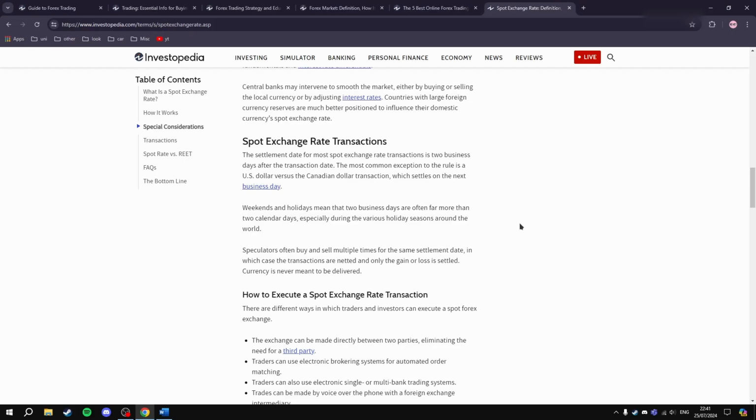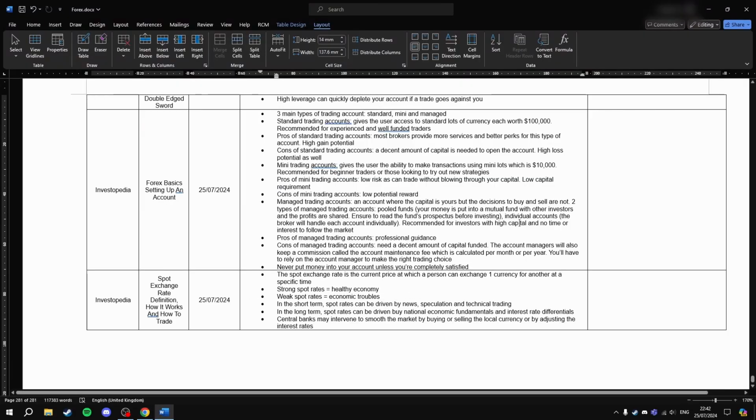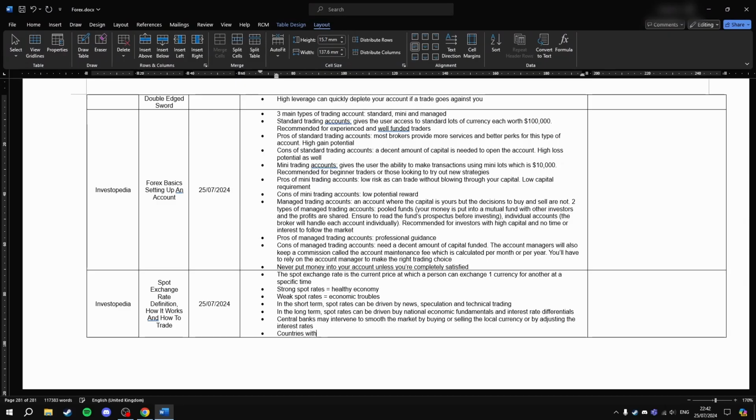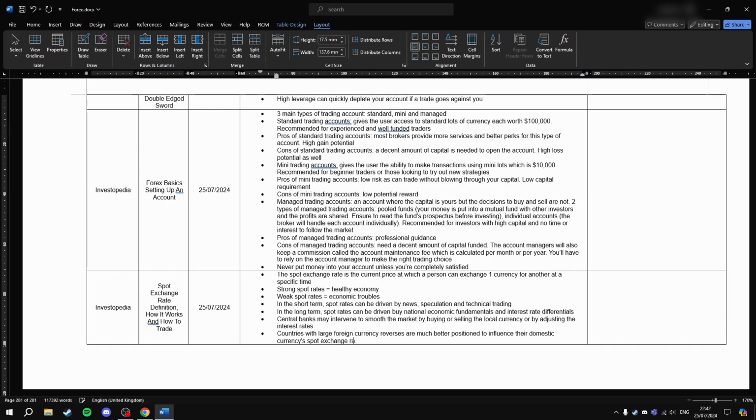Countries with large foreign currency reserves are much better positioned to influence their domestic currency's spot exchange rate.